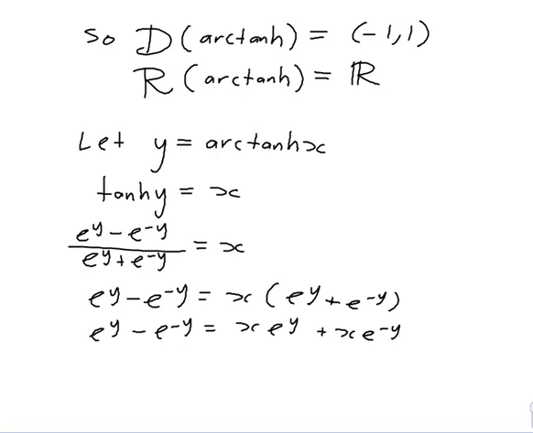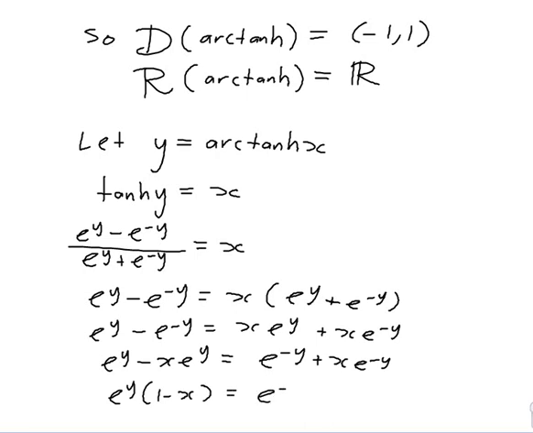Okay. Well, I could put all the e to the y's together and all the e to the minus y's together. That might help. So e to the y minus x e to the y is equal to e to the minus y plus x e to the minus y. And then I can pull the e to the y's out of this left-hand side. E to the y times 1 minus x is... well, I could do the same over here as well. E to the minus y is 1 plus x.